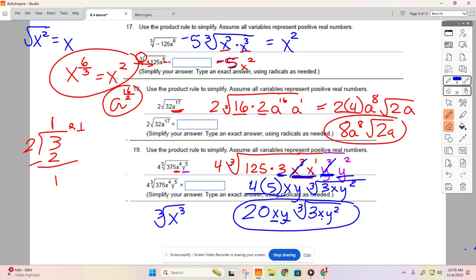So say they didn't have a 3 and it was just a 2. That y squared would cancel out, so it would just be y, right? Correct. If I'm taking the square root of y squared, it would just be y.